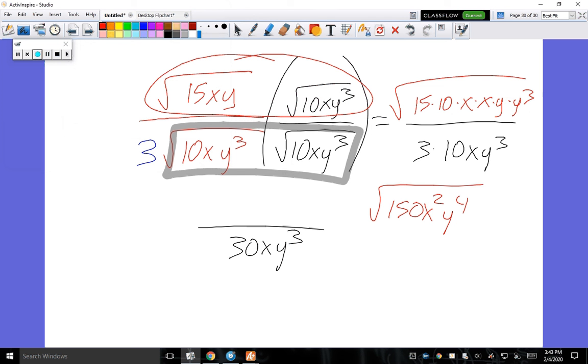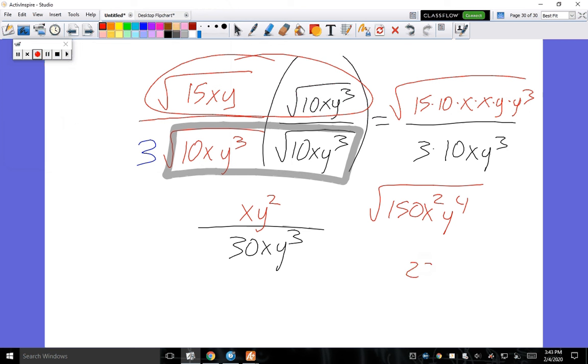How many x's come out? No, careful. How many x's come out? 1. Okay. How many y's come out? 2. So y squared. The reason why I kept it as 15 and 10 is because you could probably see it still. What would come out with 150?